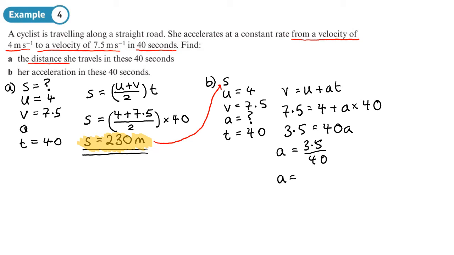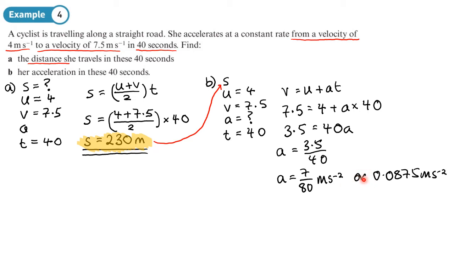So let's work that out. 3.5 divided by 40 will give me a value of 7/80, which I suppose I could write down. That's going to be exact, or 0.0875. So exact is a fraction, so I could write 7/80 meters per second squared, or press the SD button and get 0.0875 meters per second squared.